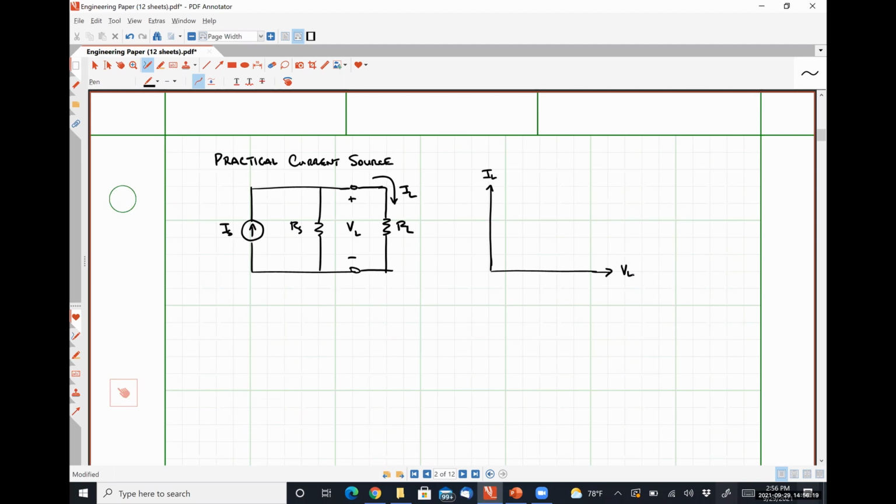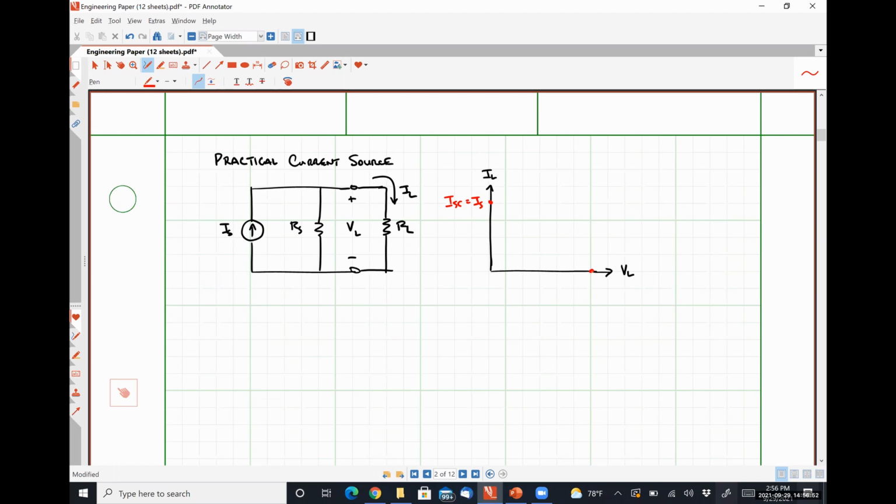Relationship between our load current and our load voltage here. So when RL is equal to 0, what happens? What is the value for IL and what is the value for VL when RL is 0? VL is 0. Yeah. So our short circuit current is just IS, our voltage is 0.